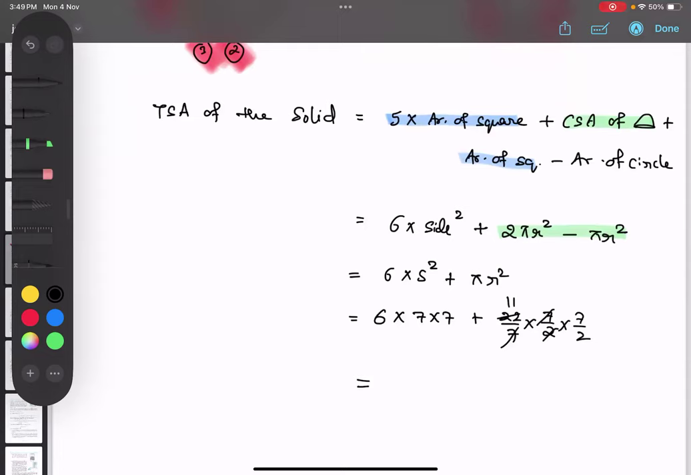So, 6 into 49, what is the answer? Quickly tell me. 6 into 49, 294, plus 77 upon 2. So, 77 divided by 2 is 38.5 plus 294. So my answer is 332.5. Always mention the unit. What was the unit in this question? Centimeter square. Just check your answer from the back.